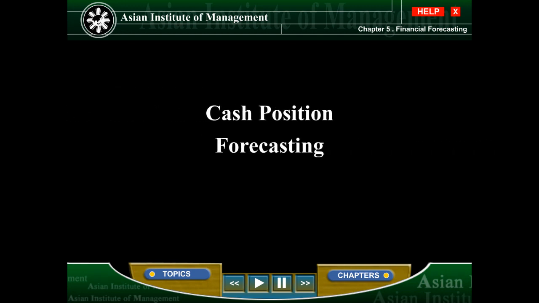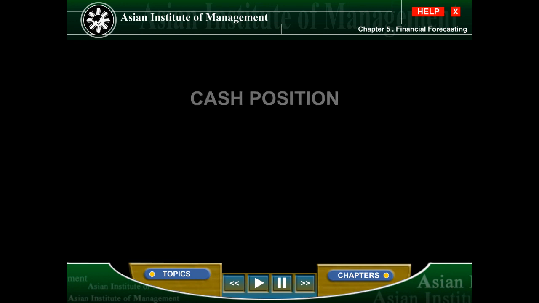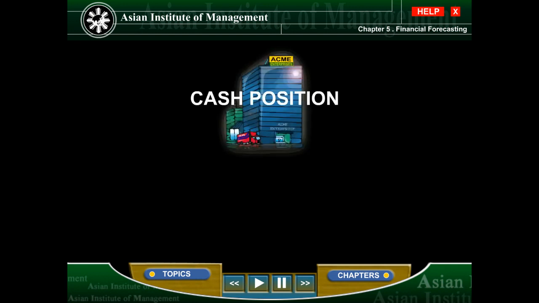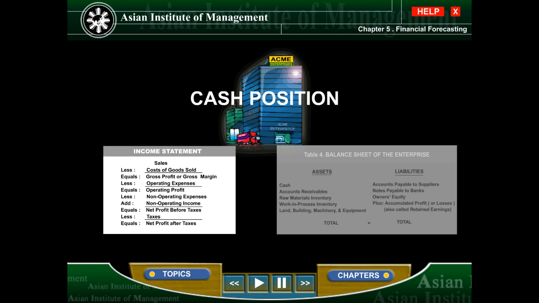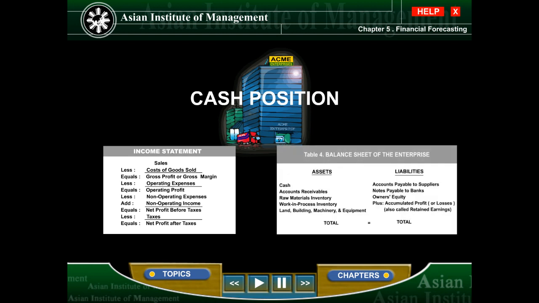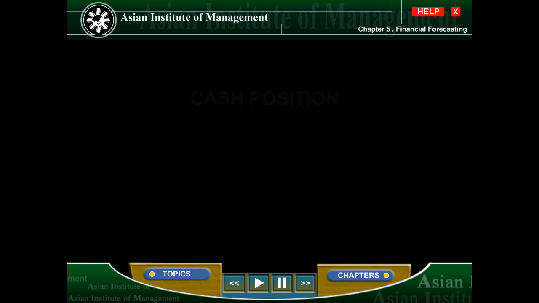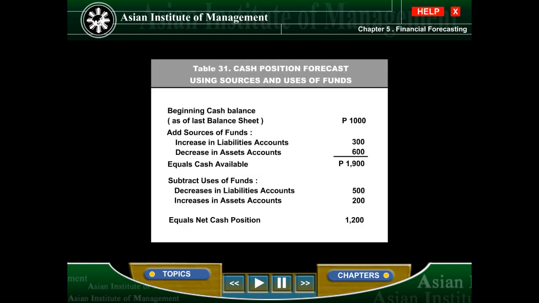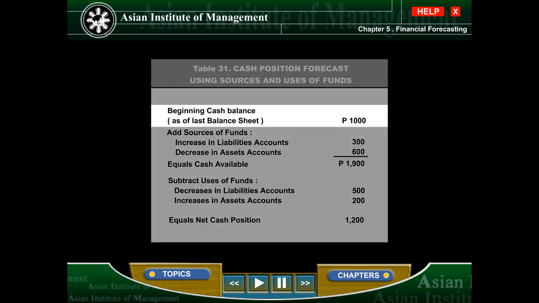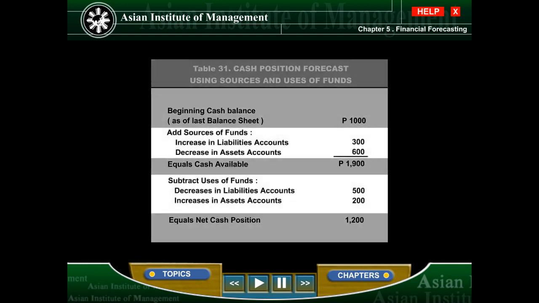Cash position forecasting. To forecast the cash position of the enterprise very roughly, the income statement and the balance sheet forecasts can be used. This will not be exact because accrual accounting rather than cash accounting has been used. Adjustments therefore have to be made. As mentioned earlier, the forecaster can use the cash account as the balancing figure for the balance sheet by computing how much cash will be reduced or increased by the corresponding increases or decreases in the different balance sheet accounts.